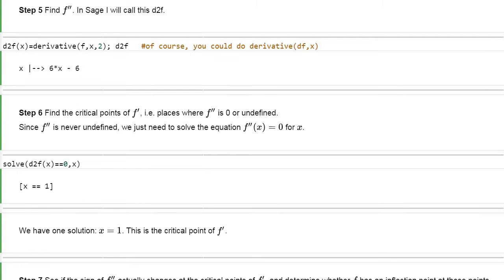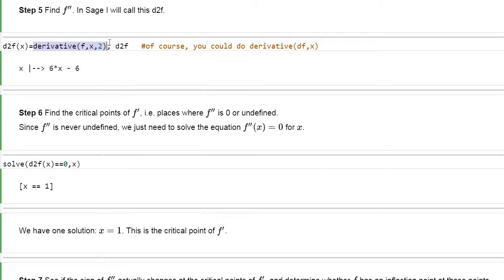All right, step 5. I'm now ready to talk about the second derivative and inflection points. So here's my second derivative. I call it d2f, or second derivative. You can call it whatever you want. Nothing special about the name, as long as you keep track of the name. I went ahead and just did the second derivative of f.